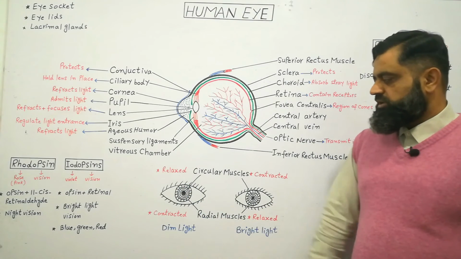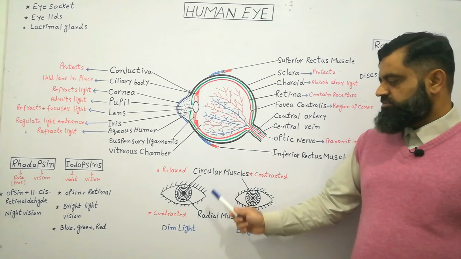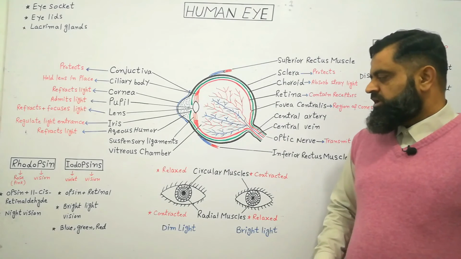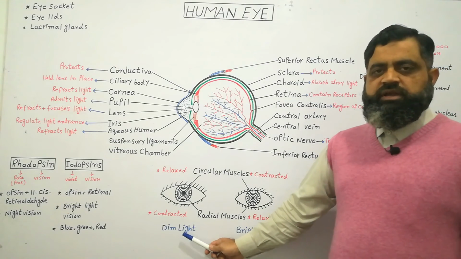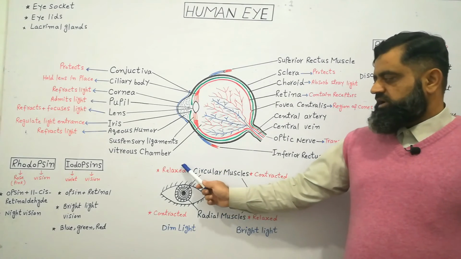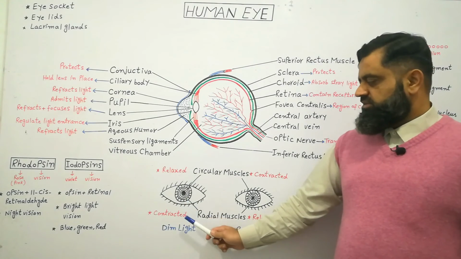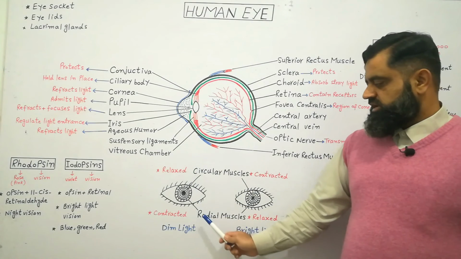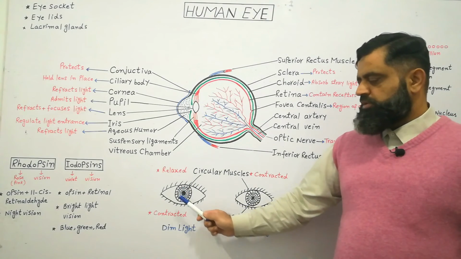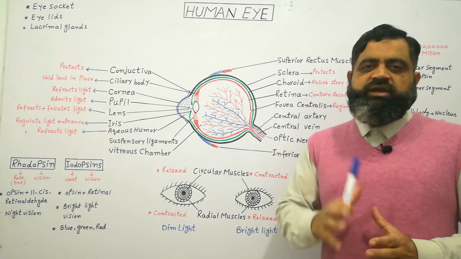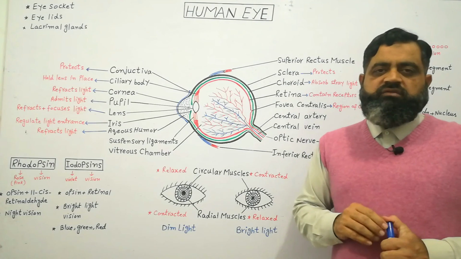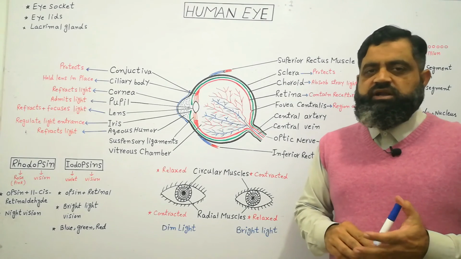Our pupil contains two types of muscles, known as circular muscles and radial muscles. When we are seeing in dim light, the circular muscles are relaxed and the radial muscles are contracted. When circular muscles are relaxed and radial muscles are contracted, our pupil becomes wide and more light can enter our eye, so that we can easily see in the dim light.